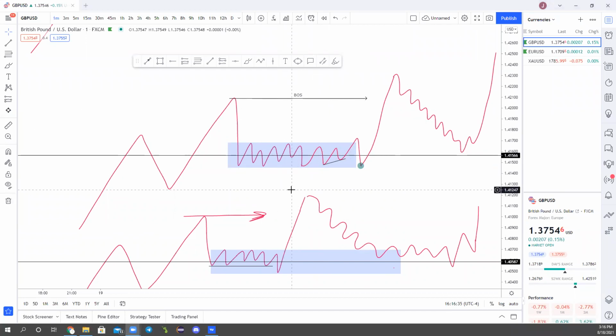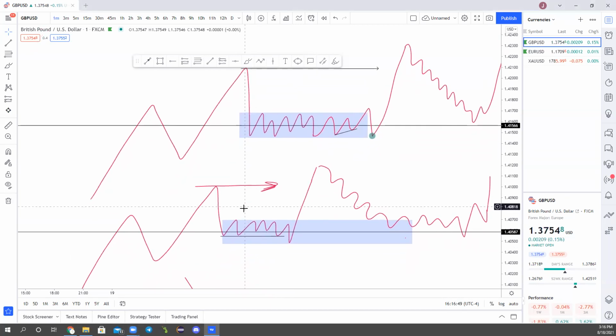Yeah, that's a good question, and it's important to understand it. I was going to talk a little bit more about it before I moved on, but yeah, these areas are like precursors to what price is going to do.